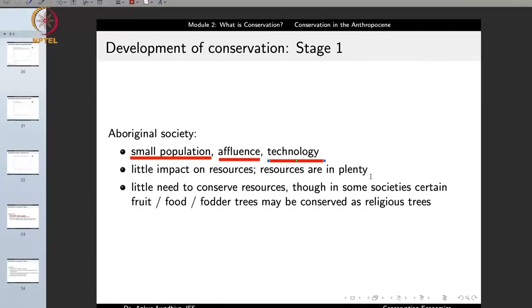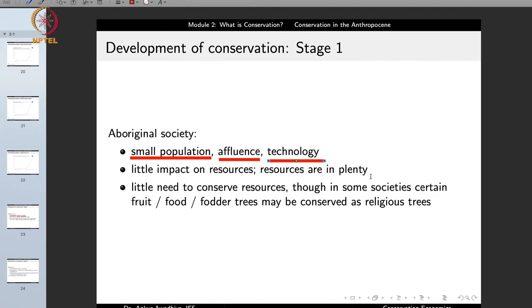So in those days, even if there were some people who wanted to have more and more resources, the technology was not present to enable them to extract these resources from the environment. So the P was less, A was less, and T was less. And so there was a little impact on resources, and the resources were in plenty. There was hardly any need to conserve the resources.